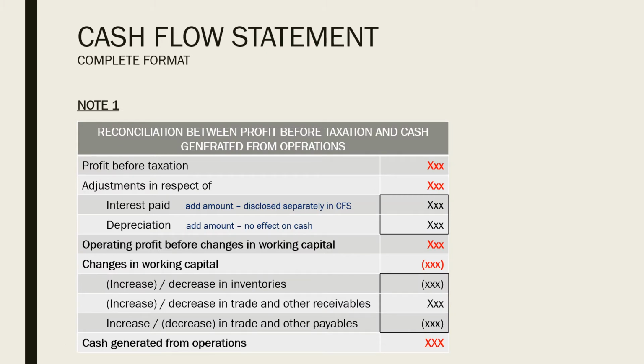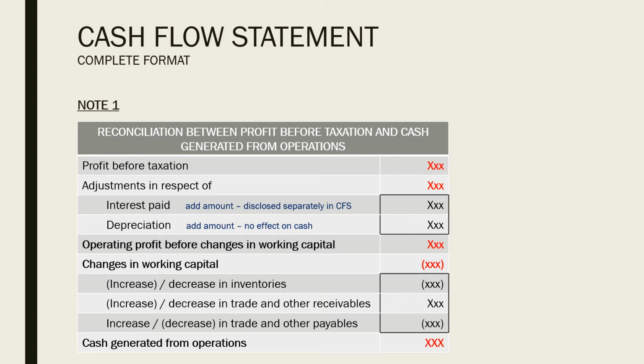So if we now look at the different notes quickly, note 1 represents the reconciliation between profit before taxation and the cash generated from operations. You'll see we have profit before taxation. This obviously comes from your income statement. Then we are going to make some adjustments. There's an adjustment that we have to make for interest paid and for depreciation. When we prepared the income statement, we subtracted the interest expense. But now we are going to add it back.